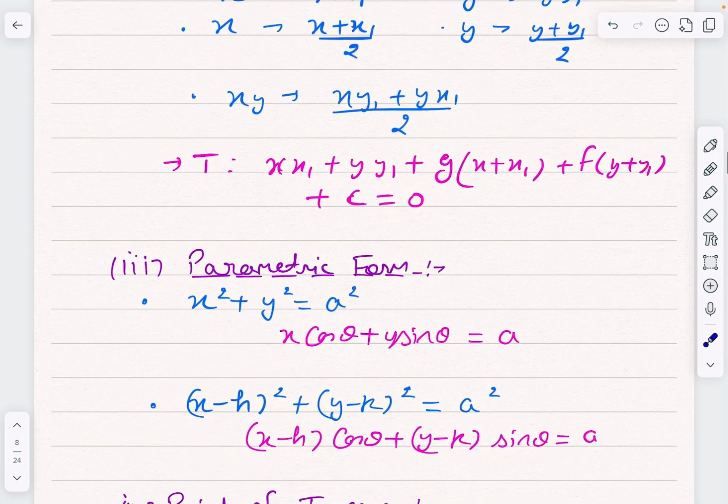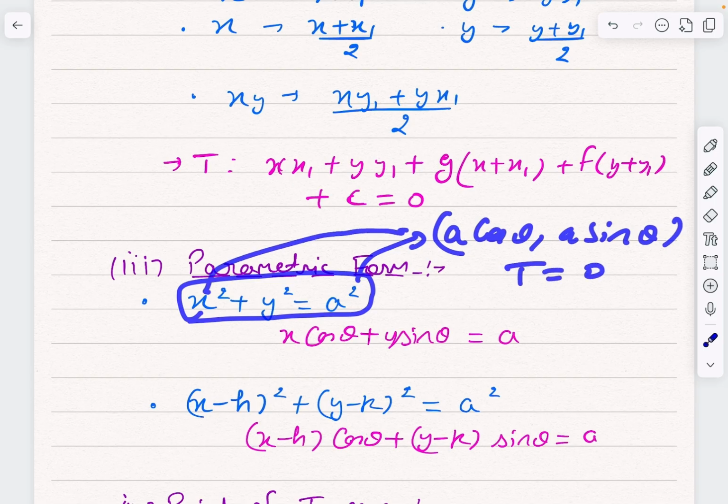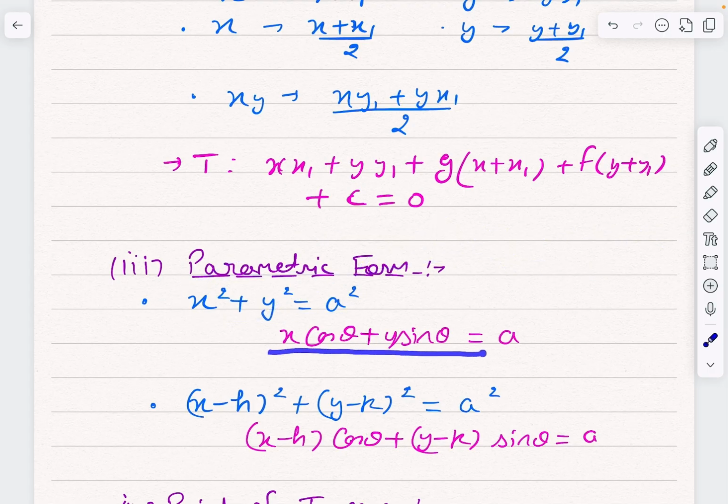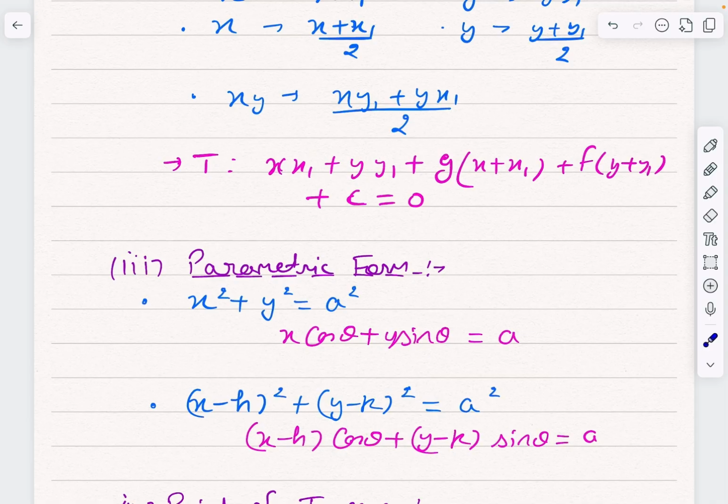In parametric form, we'll do the same thing here. Just x square plus y square equal to a square. You will take the point in parametric form, let us say a cos theta, a sin theta, and then use T equal to 0. So x square will become x into a cos theta, y square will become y into a sin theta. So one a will get cancelled out. We get x cos theta plus y sin theta equal to a. And if we have x minus h square plus y minus k square equal to a square, just replace x by x minus h, y by y minus k. Same thing will be there.